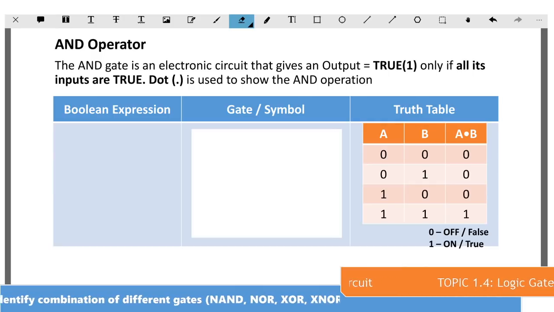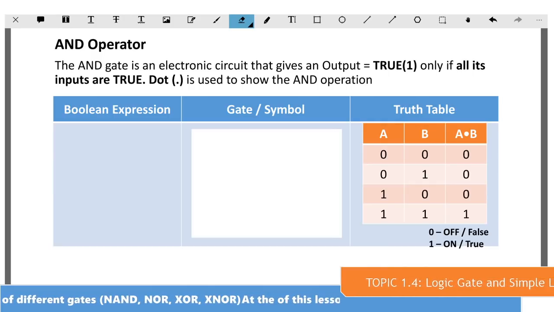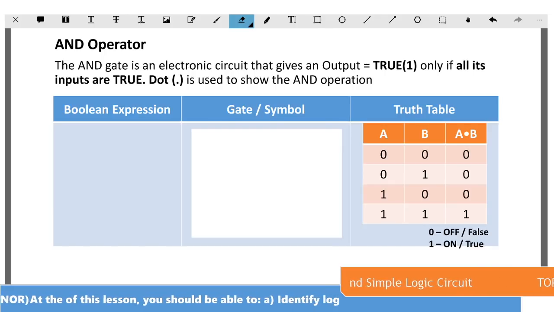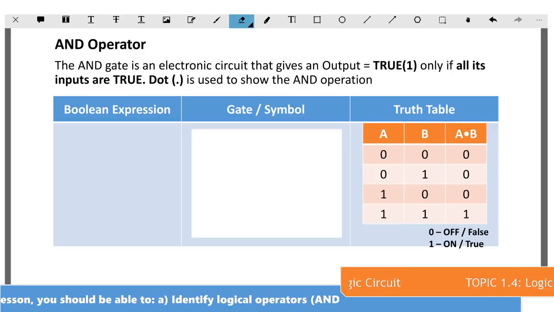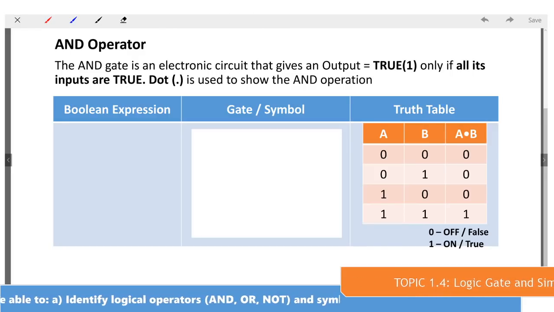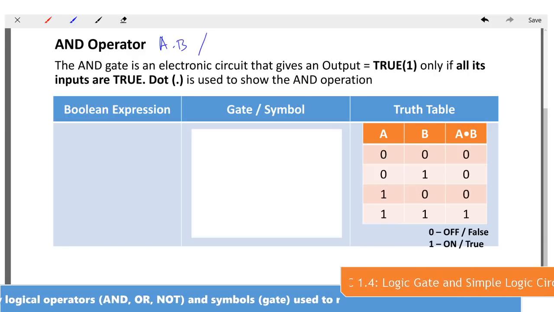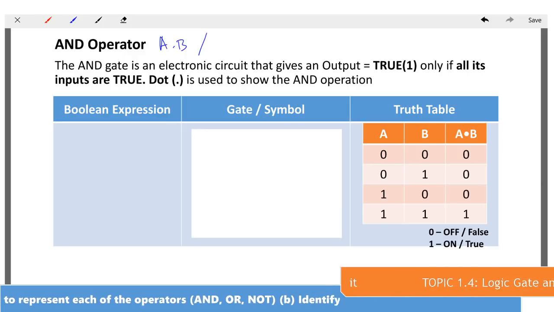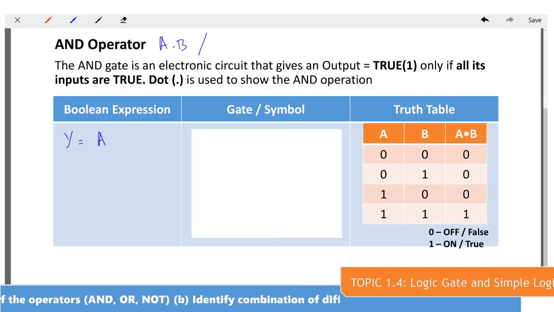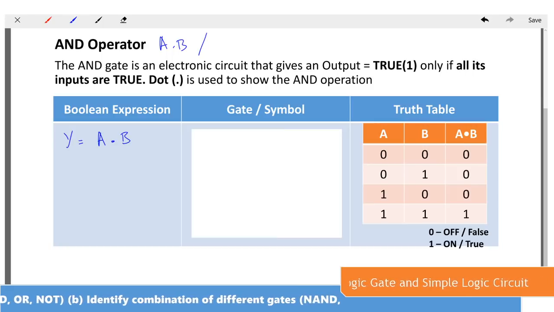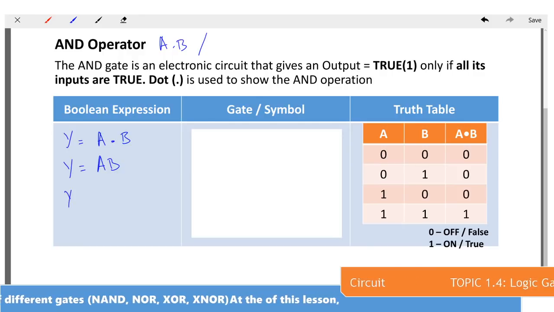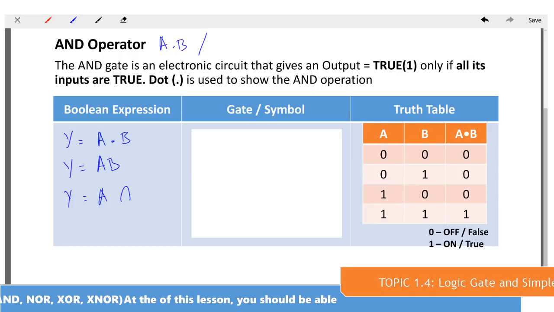This is called the AND operator. This operator is a logical multiplication of A and B as variables. It is written as A dot B, or read as A and B. The Boolean equation for the AND operator can be written as Y equals A dot B, or we can write it as AB, or as Y equals A intersection B.